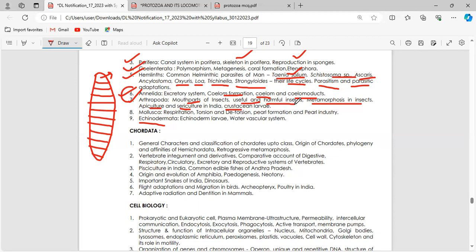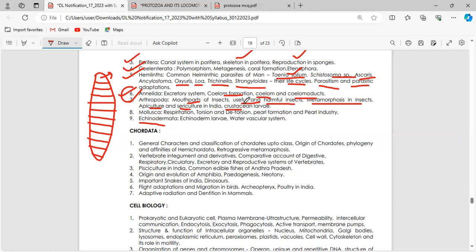Nobody knows. See, Arthropoda is the largest phylum. In that Arthropoda, there are different types of classes present. In that, the class Insecta is the largest class under the Arthropoda. Because of this Insecta, Arthropoda is the largest phylum in the animal kingdom.